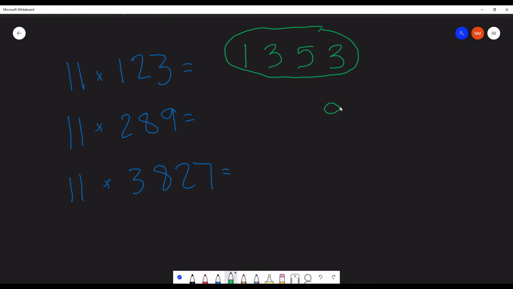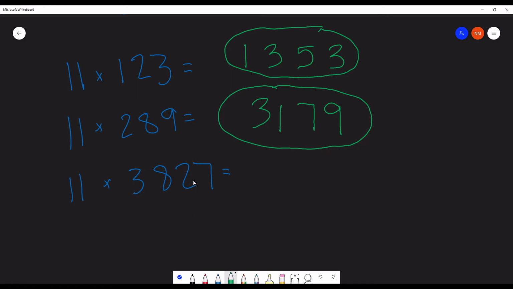First we write down the 9 in the units place. Then 8 plus 9 is 17. So we write down the 7, carry the 1 in our head. Then we would do 2 plus 8, which is 10, and add the 1, which is 11. So we write down the units digit and carry another 1. And finally we have 2, and we add the carried 1, which is 3. So 11 times 289 is 3,179.